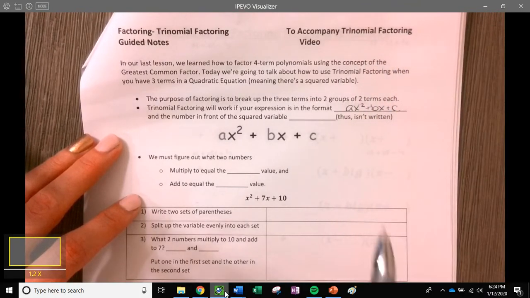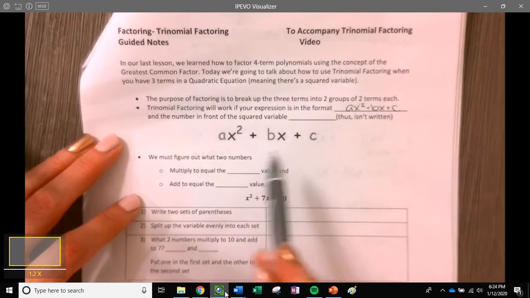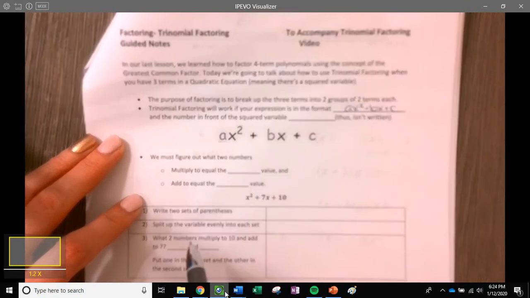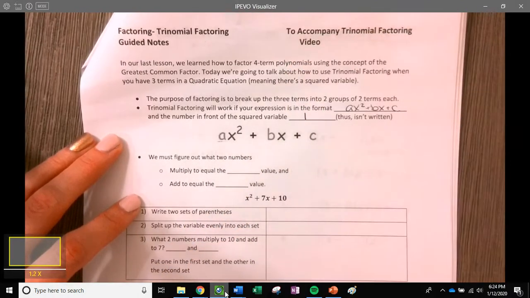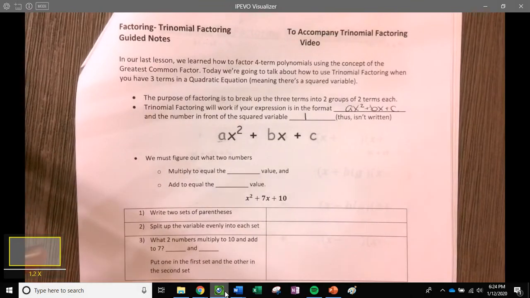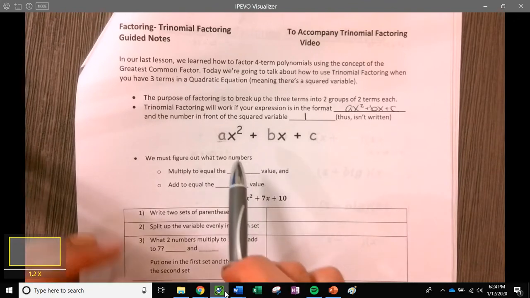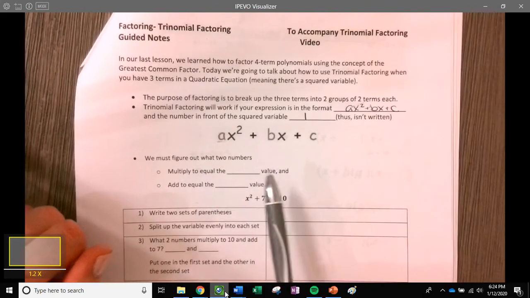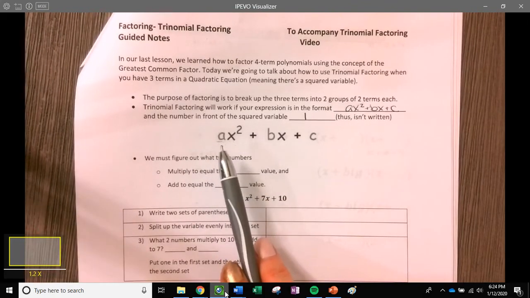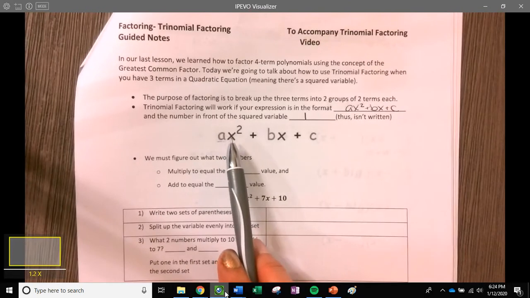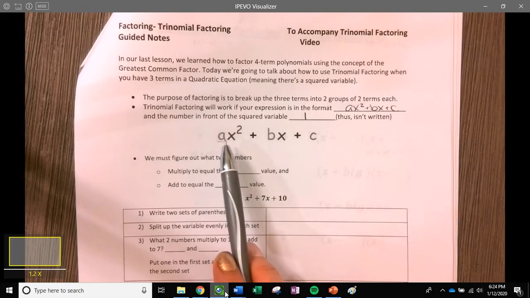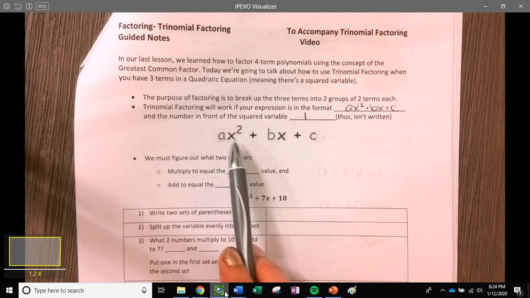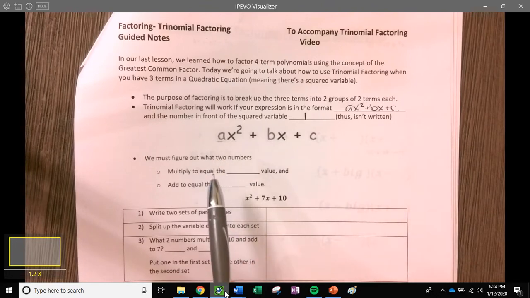Okay, and the number in front of the squared variable, the a value: regular trinomial factoring will only work when you have your expression in standard format and the value of a, or the number in front of the x squared, is 1 and thus not written. Since it's not written, we can call it a naked x squared variable. You won't see anything attached to it. It's not wearing any clothes.